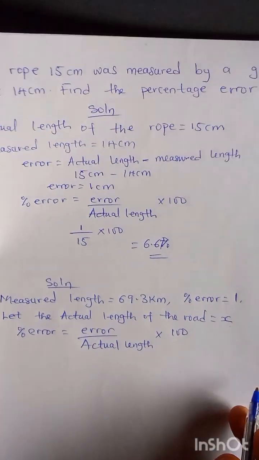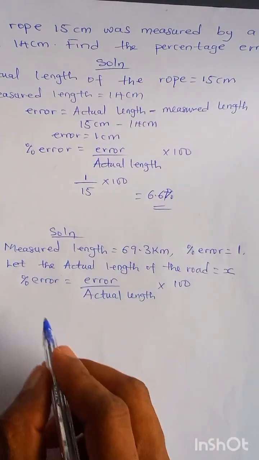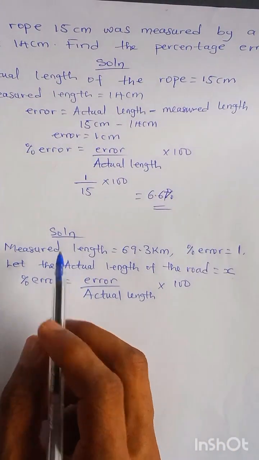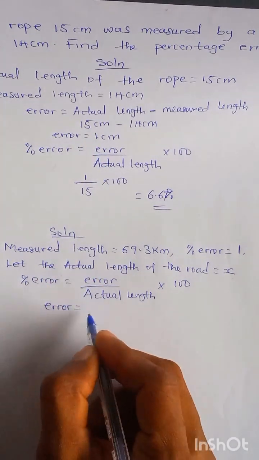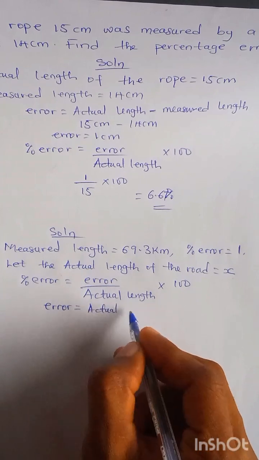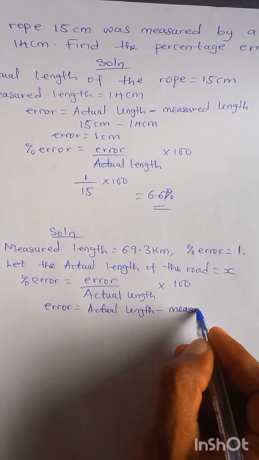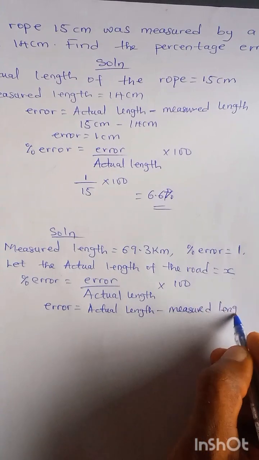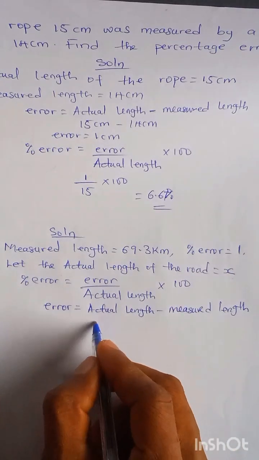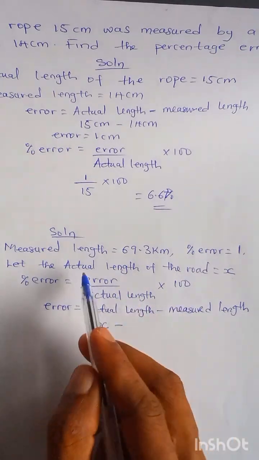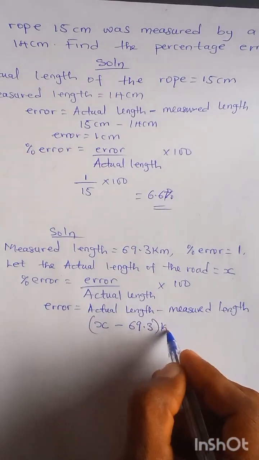So what we have to do is to find the error first of all. How do we get the error here? We simply find the error from the initial question we solved. Error is still the same thing. Error here is equal to actual length minus measured length. What's the actual length of the road? We don't know. We said it should be x, so x minus the measured length, which was given as 69.3 kilometers.